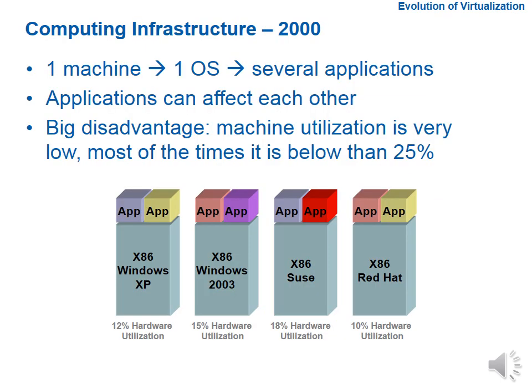So computing infrastructure: one machine to one OS. So one operating system to several applications. Applications can affect each other. So a big disadvantage is machine utilization is very low.